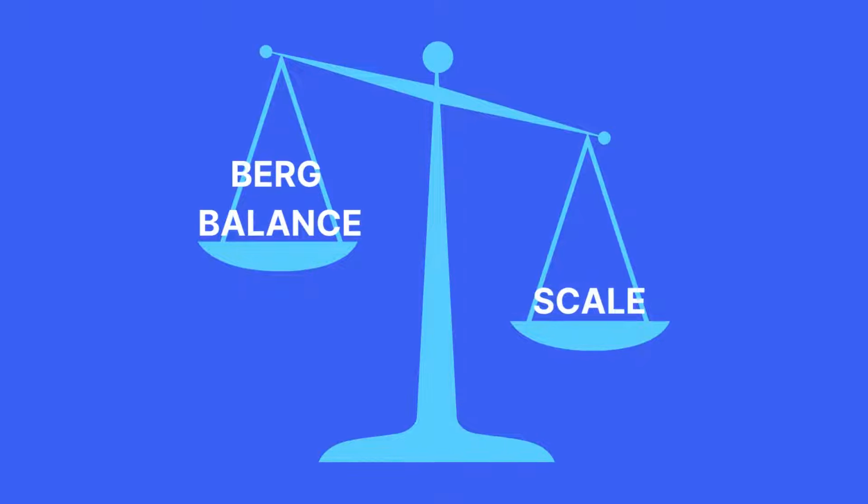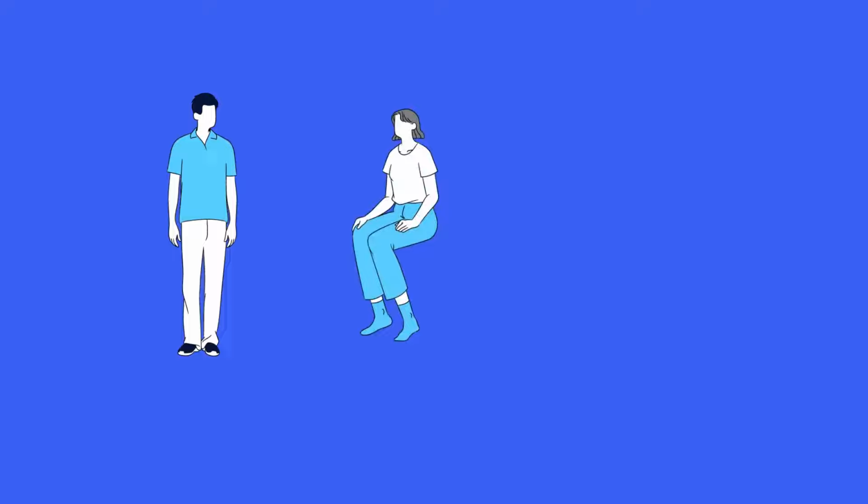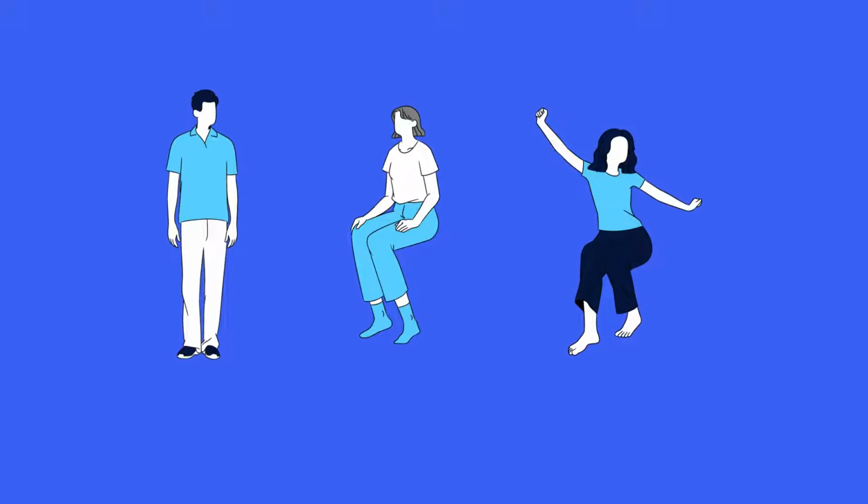The Berg Balance Scale is an evidence-based clinical assessment tool used to measure balance and mobility in older adults and other individuals who may have impairments due to illness or injury. The scale evaluates an individual's ability to perform everyday activities, such as getting off a chair, reaching for objects on a shelf, or stepping up onto a step.